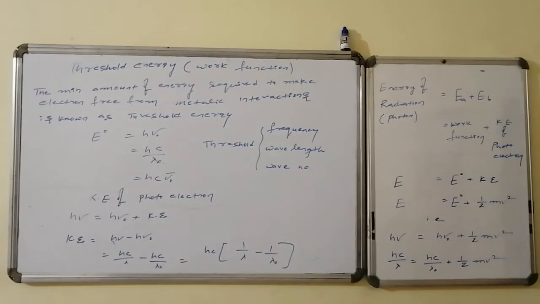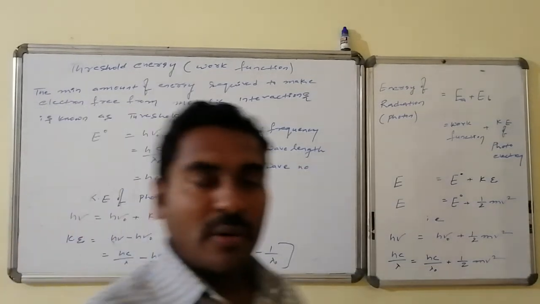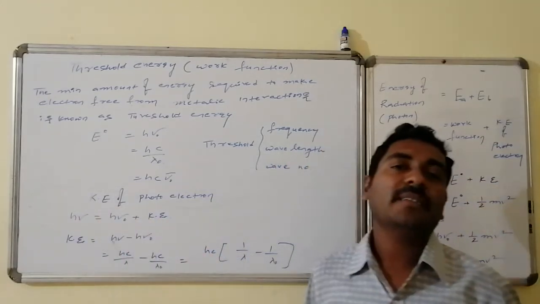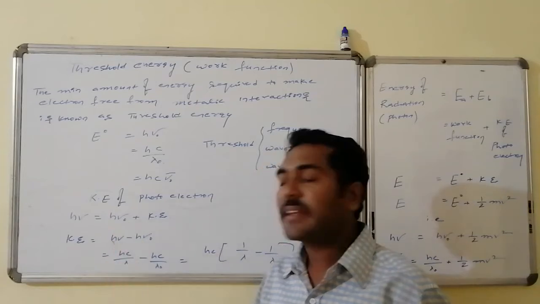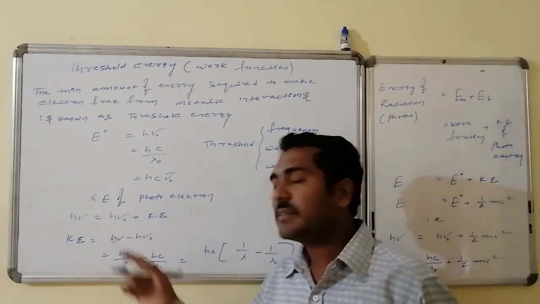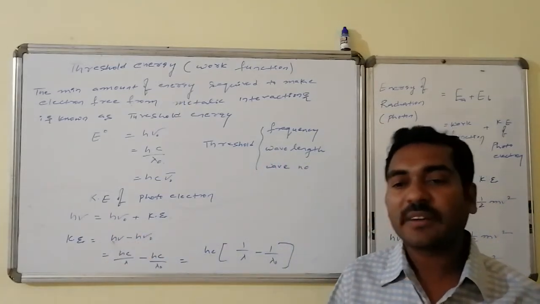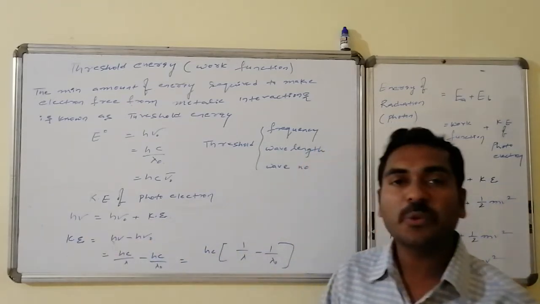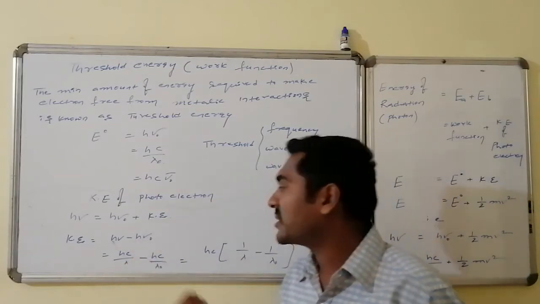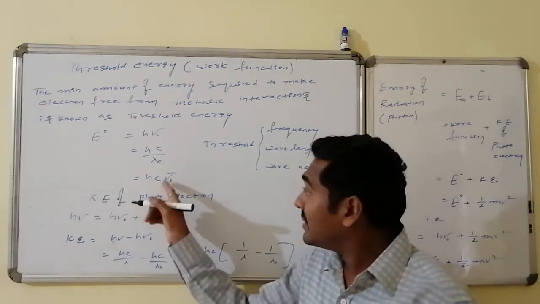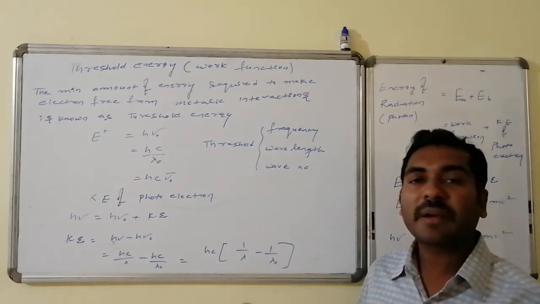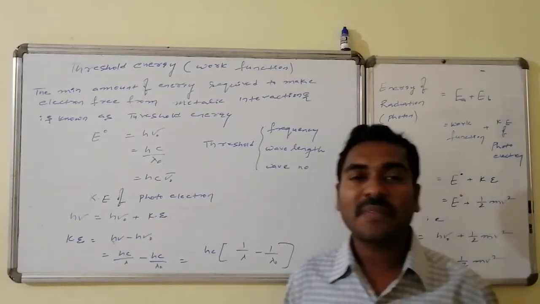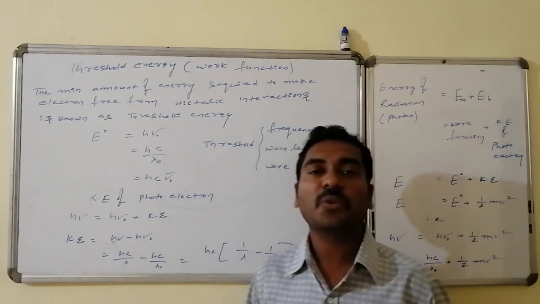The kinetic energy of the photoelectron coming out of the photoelectric effect can be given as follows: h nu is the total energy of the incident radiation, minus the minimum energy required to make the photoelectron free, gives the kinetic energy of the photoelectron. Kinetic energy equals h nu minus h nu 0. h nu is equal to hc by lambda. This is hc by lambda 0, that is hc of 1 by lambda minus 1 by lambda 0, which is the equation used for the calculation of kinetic energy associated with the photoelectron.